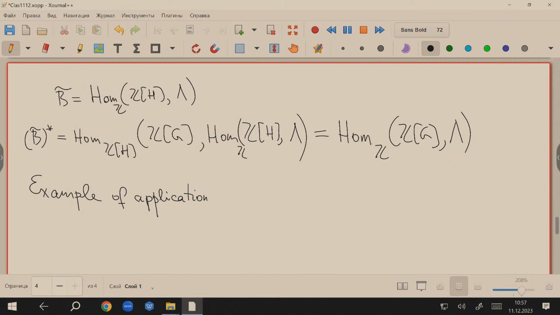So, the example of applications of Shapiro's lemma.